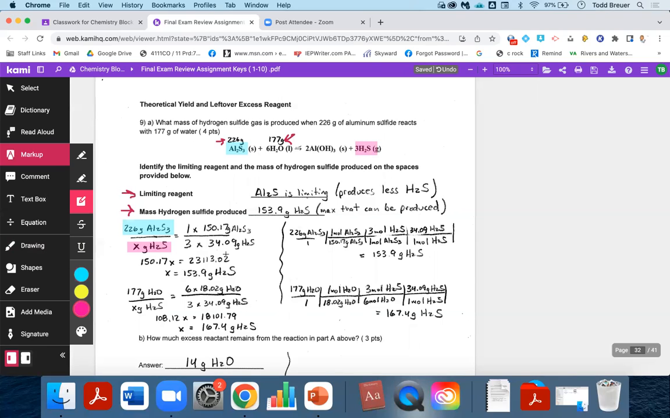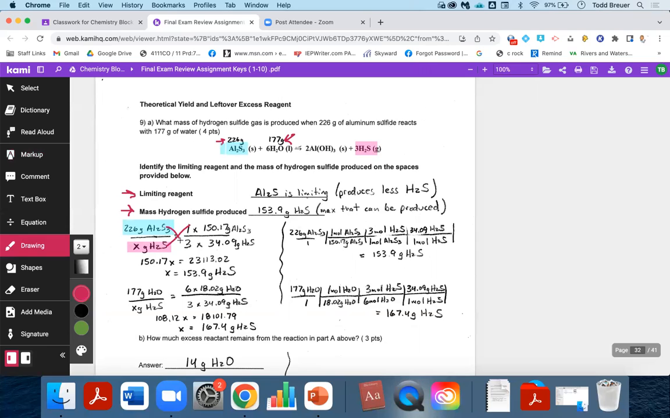Then we put the quantities equal to 1 mole in grams for aluminum sulfide. 2 aluminum, 3 sulfur adds up to 150.17. For hydrogen sulfide, or H2S, that adds up to 34.09. We factor in the multipliers called the coefficients. There's no coefficient in front of Al2S3. There's a coefficient of 3 in front of H2S. We cross multiply. When we do that, we get an equation, right? We solve for X. So aluminum sulfide would make 153.9 grams of hydrogen sulfide.